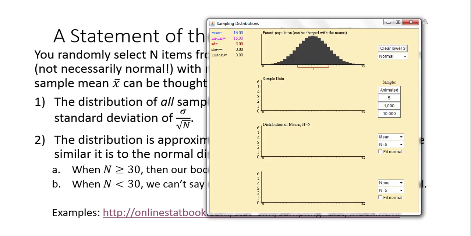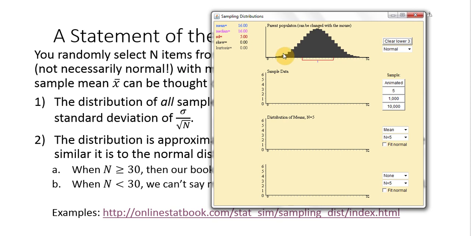All right, so here we see the parent distribution. This is that original distribution that we have. And in my picture, I'm actually going to start with the normal distribution. And you can see that by default, the mean is 16 and the standard deviation is 5. And down here, we can choose what n is. And so I'm going to start by having n equal 5.